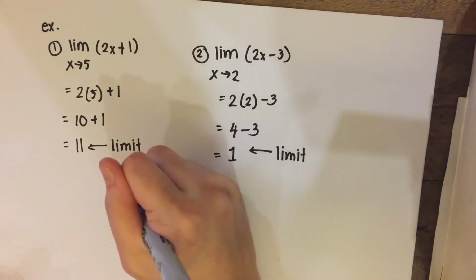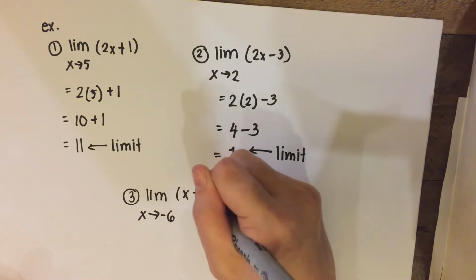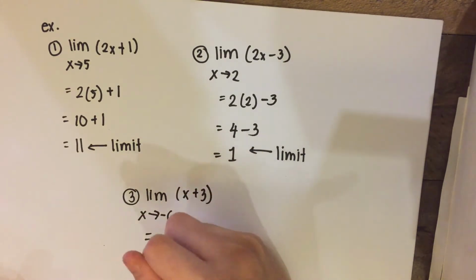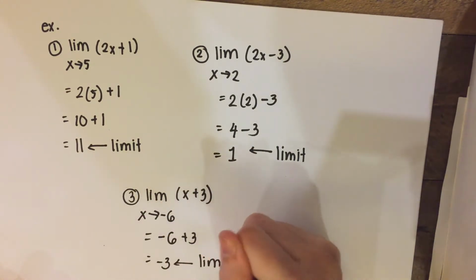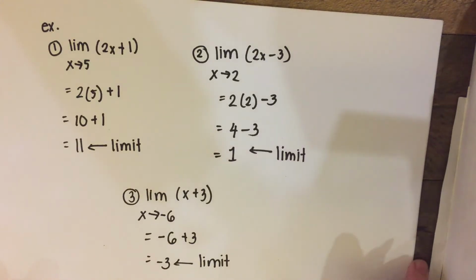As you can see, all you had to do was substitute x for 5 and you get 2 times 5 plus 1 equals 11. In the second example, we have the limit of 2x minus 3 as x approaches 2, and all you have to do here is substitute x with 2, so you get 1. And the last one, substitute x for negative 6 and you get negative 3.